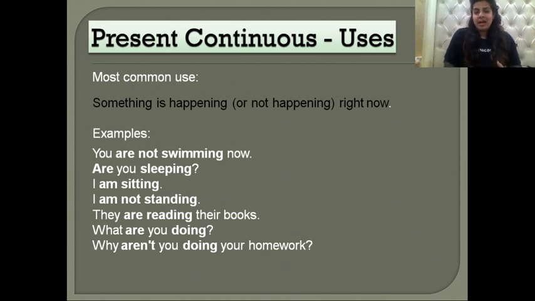Fine. Now what happens? Something which is not happening right now is also present continuous tense, which we call the negative sentences. For example, I am saying, I am not eating right now. So, am I eating right now? No. I am speaking, I am smiling, I am teaching, we are interacting. But we are not playing right now. We are not dancing right now. So, something which is not happening. Okay? So, what are the examples? You are not swimming now. Are you sleeping? Yes.